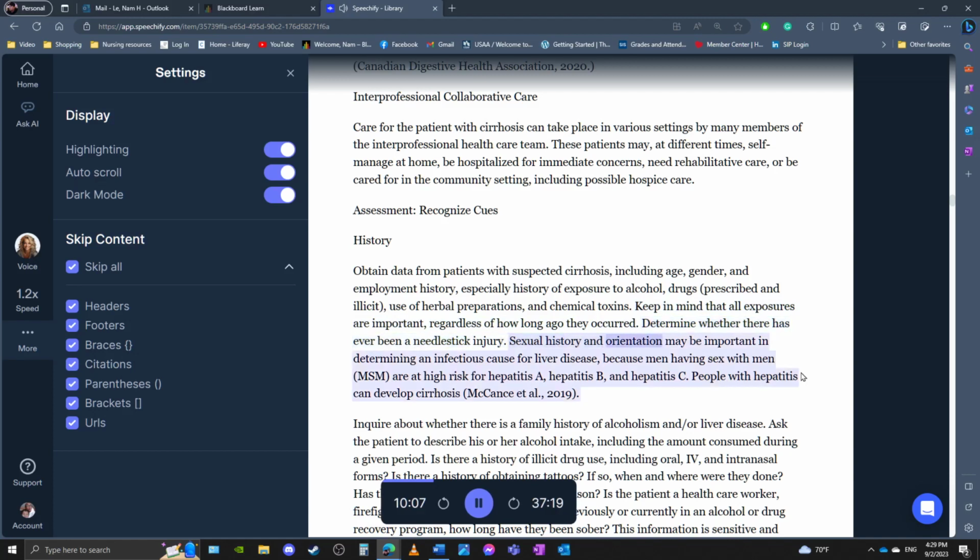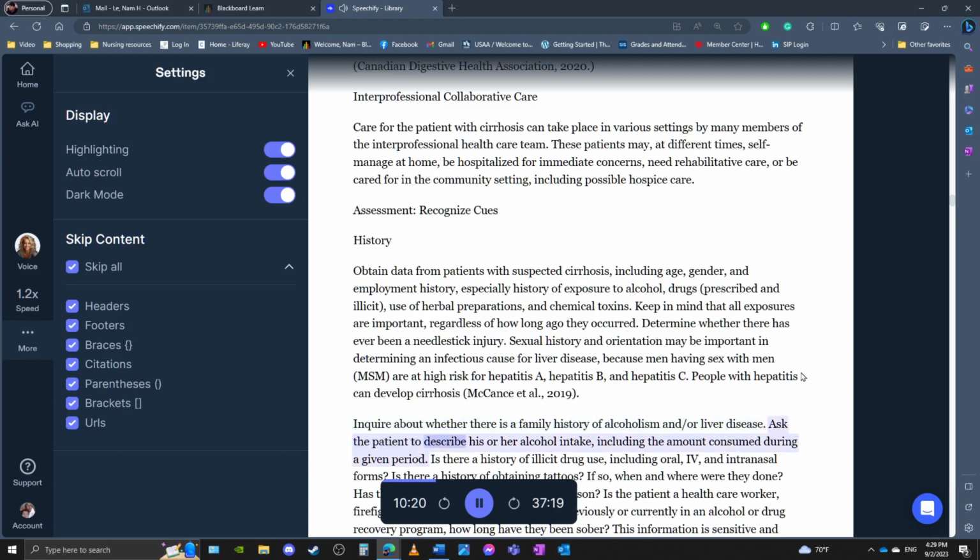Sexual history and orientation may be important in determining an infectious cause for liver disease, because men having sex with men are at high risk for hepatitis A, hepatitis B, and hepatitis C. People with hepatitis can develop cirrhosis. Inquire about whether there is a family history of alcoholism and/or liver disease.